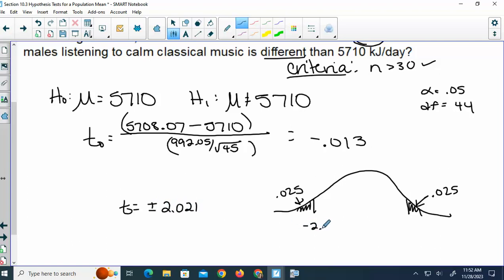So this is like a negative 2.021. This is a positive 2.02. Okay. So is our t in that shaded region? No. So would we reject? No.